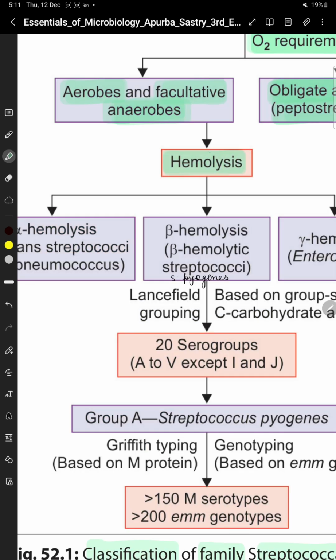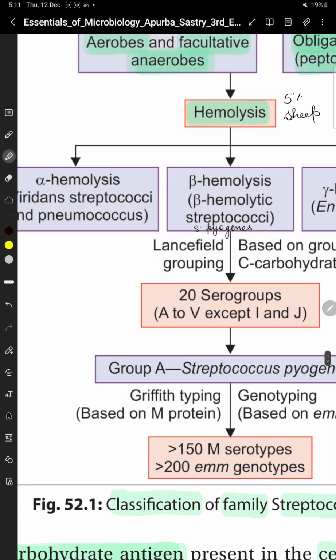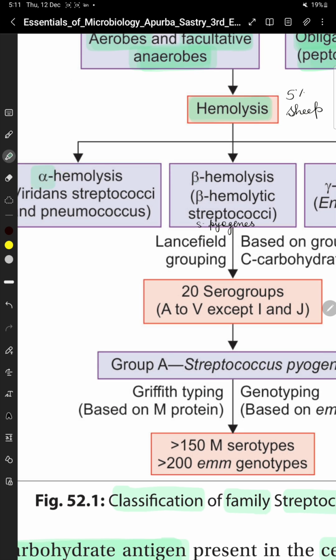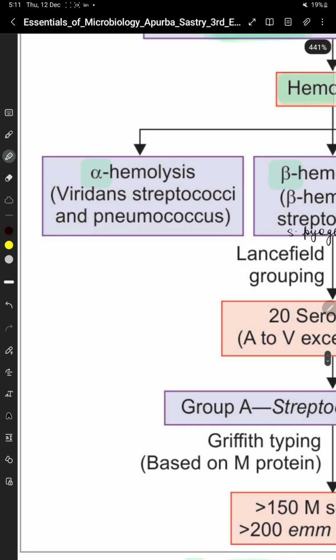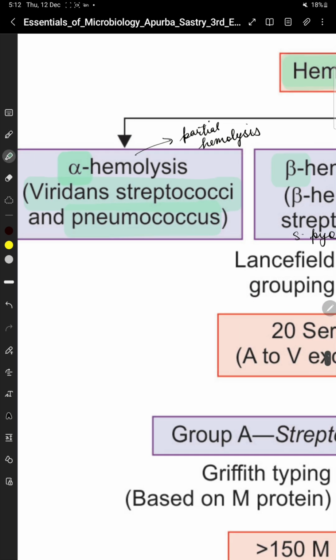On the basis of hemolysis on 5% sheep blood agar, the aerobes and facultative anaerobes are classified into alpha hemolysis, beta hemolysis, and gamma hemolysis. Example of alpha hemolysis: viridans streptococci and pneumococcus. Alpha hemolysis means partial hemolysis, so they will create a small zone of greenish discoloration.